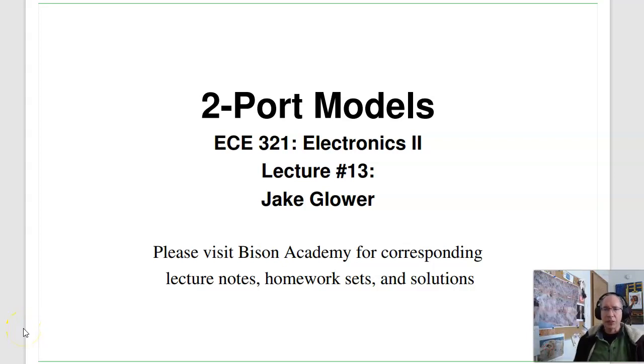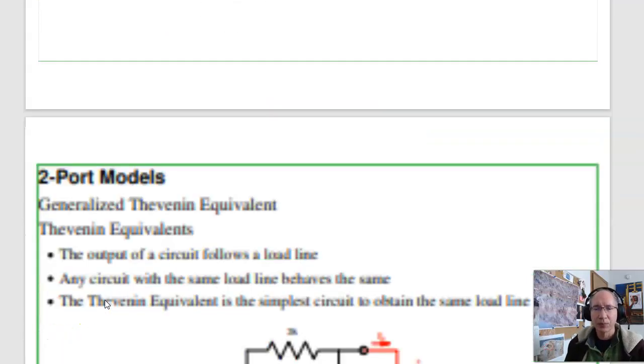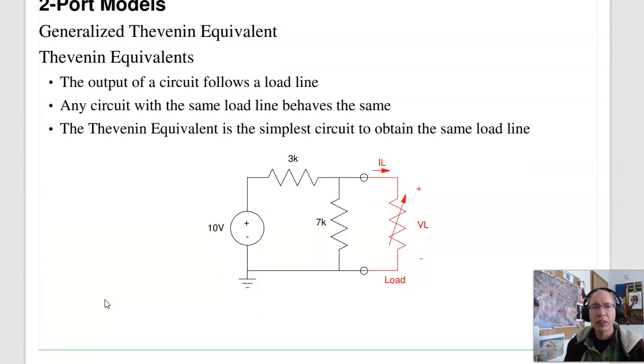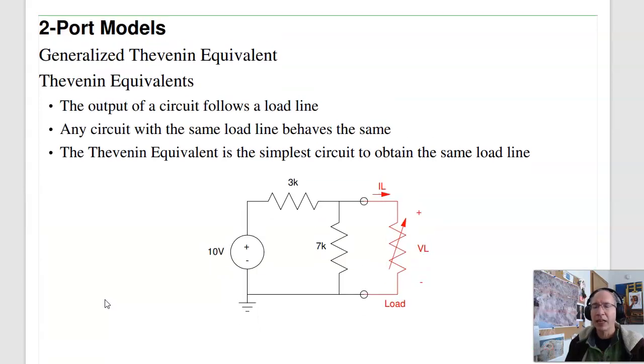Welcome to lecture number 13 for ECE 321 Analog Electronics, two-port models. What we did in our last lecture is we looked at a transistor circuit where I would bias it in the active region. That was DC analysis. We're now going to look at AC analysis. What happens when you apply a sine wave into it? To do that, we're going to look at a generalized Thevenin called a two-port model.